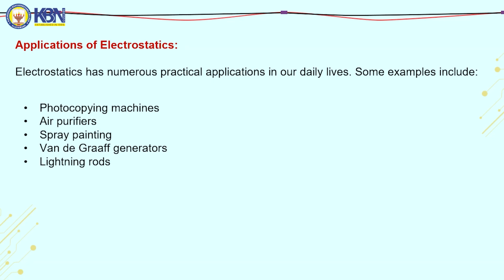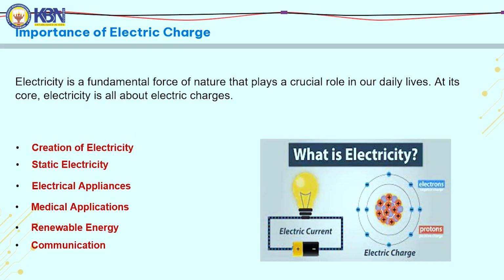Another popular application is the Van de Graaff generator, which creates high voltage static electricity used for scientific experiments and demonstrations. The next one is lightning rods. Lightning rods help protect buildings from lightning strikes by safely directing the electrical charge to the ground.